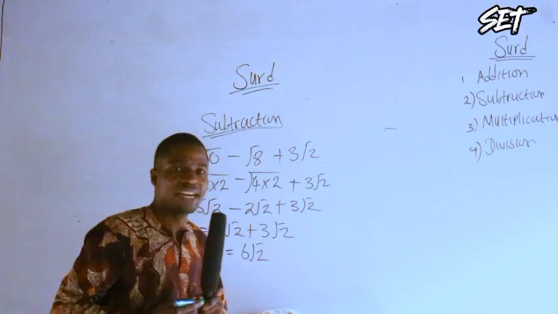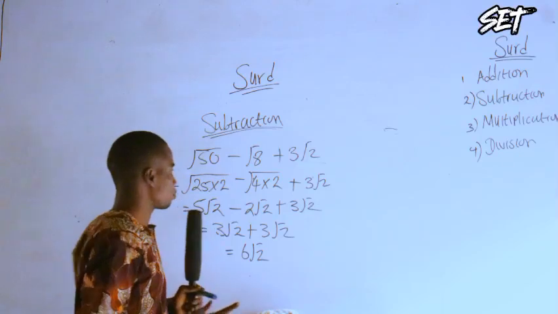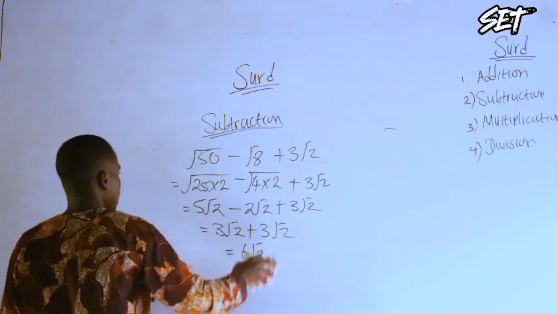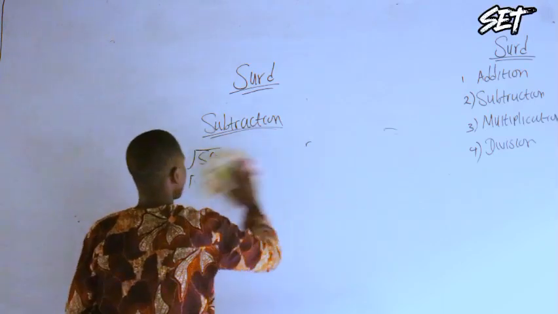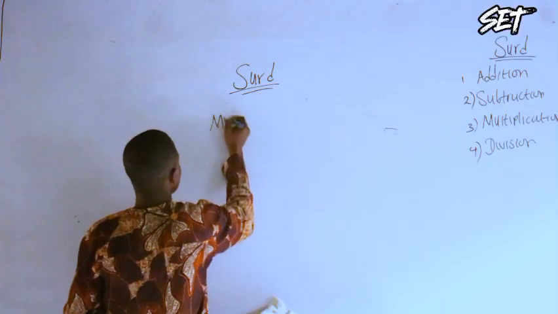Now, we can really understand what is going on here. Let us now move to multiplication in surd.